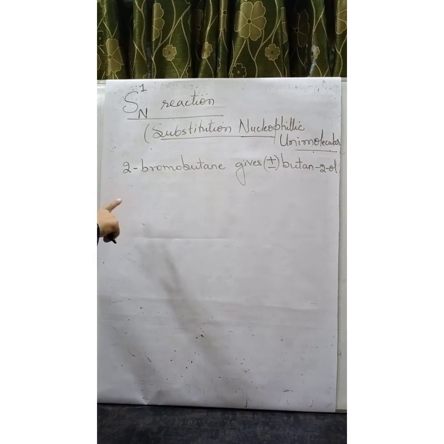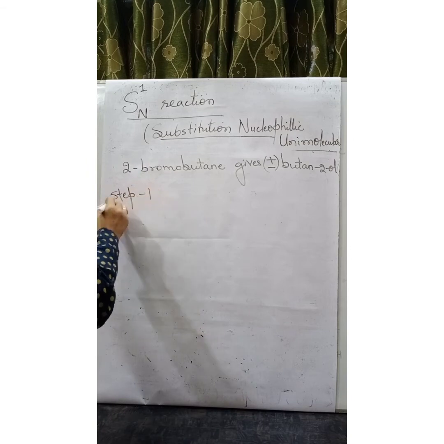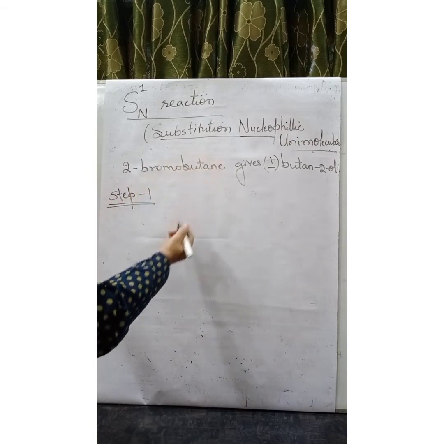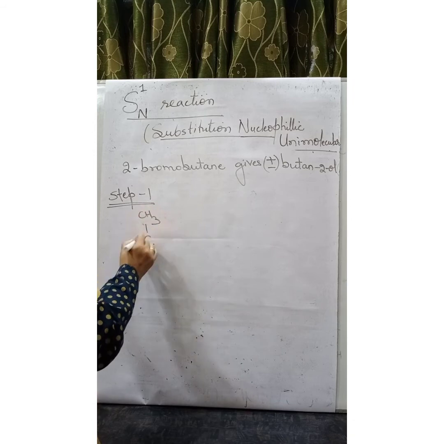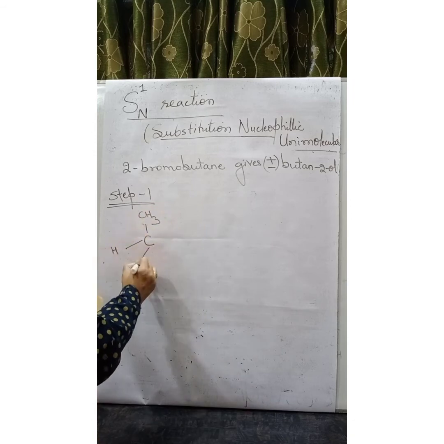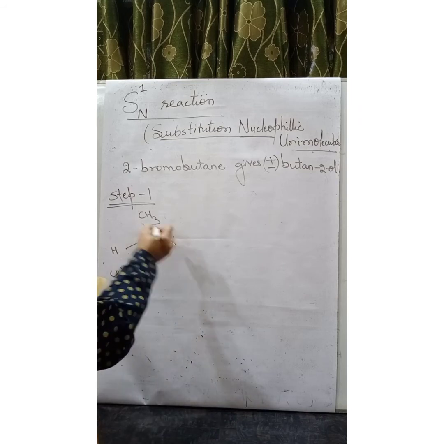Let us understand it with the help of an example. 2-bromobutane gives plus minus butan-2-ol. So in step number 1, 2-bromobutane. So we are having a CH3 group attached to it and hydrogen group. Here we are having CH2, CH3 and a halogen group attached to it.